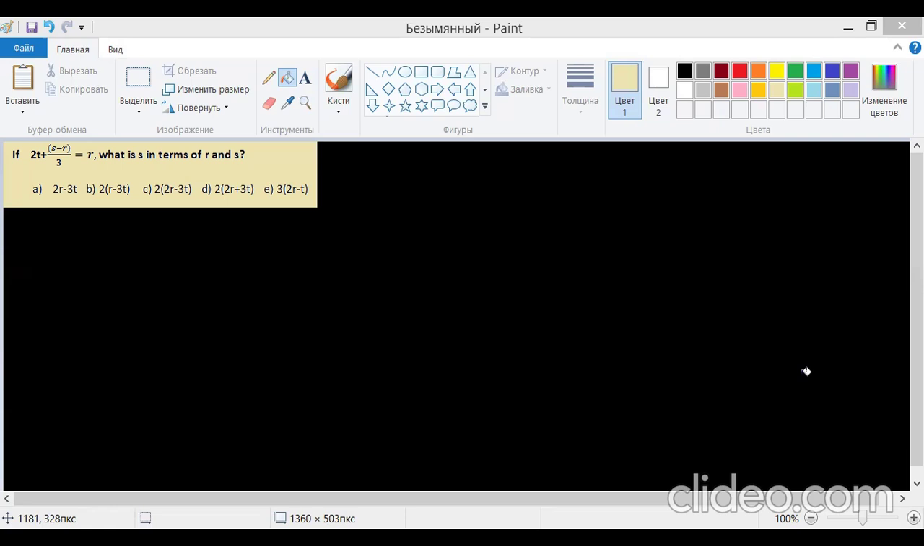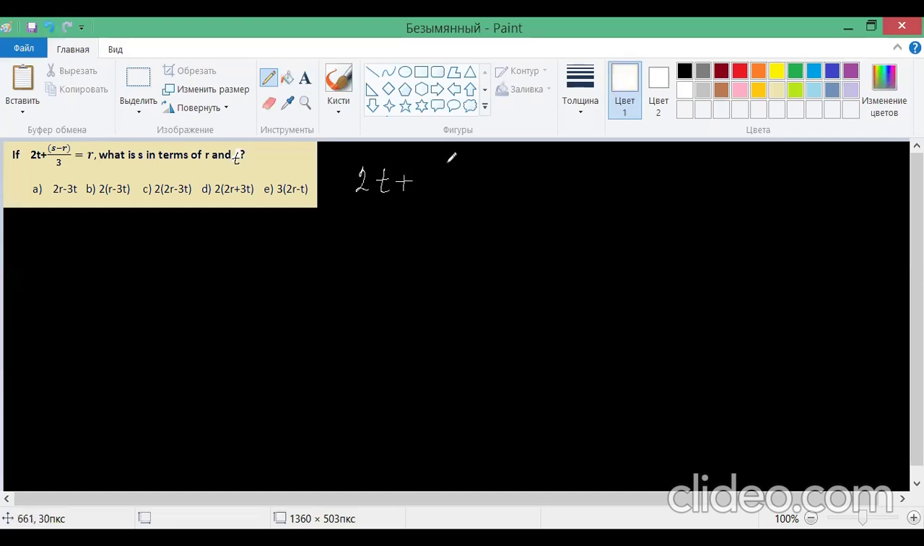No, I guess I misprinted this assignment. What is s in terms of r and t, actually? I'm sorry. Oh, let me correct it. Of course, t. Yes. Now just correct. Thank you. So they want us to express s through r and t. First of all, let me rewrite the initial equation. Twice t plus s minus r over 3 is equal to r.